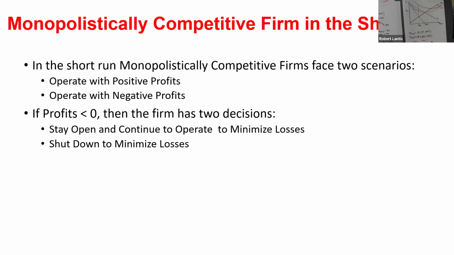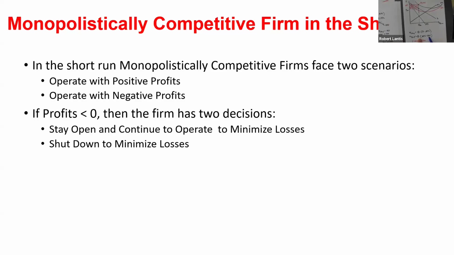Now, if I do stay open, my profits will be the quantity I'm selling times the difference between price and average total cost. So if I stay open, that quantity I'm selling would be the base of my rectangle. The difference between price and average total cost would be right here. Here would be my profits if I stay open. Now, these are my profits, but remember, price is below average total cost, so this value would be negative. These are actually losses, right? They're negative profits.